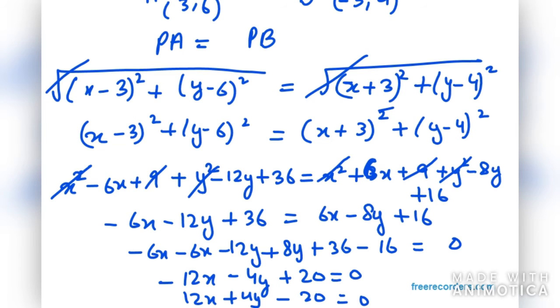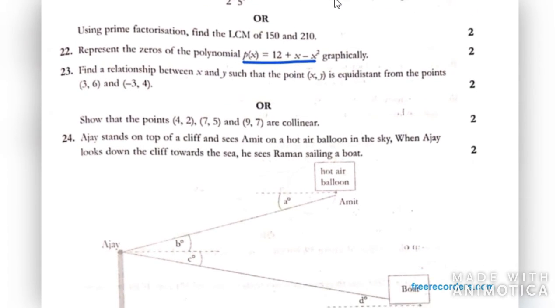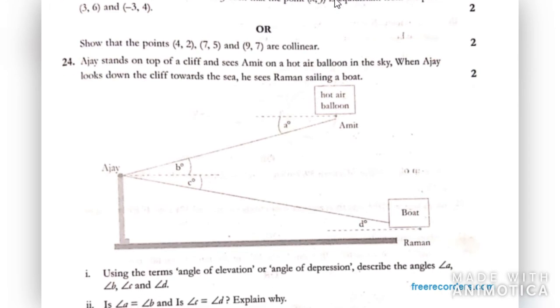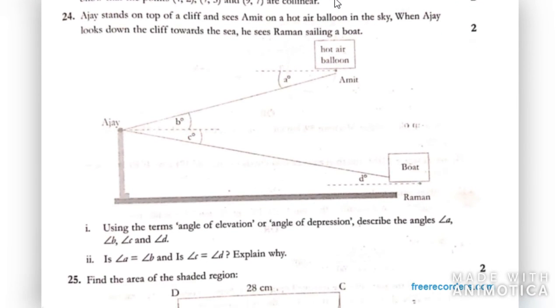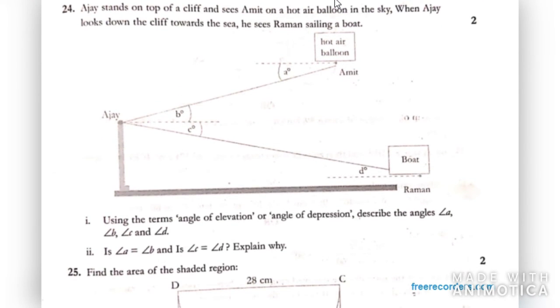Now moving on to the next question. The next question says Ajay stands on top of a cliff and sees Amit on a hot air balloon in the sky. When Ajay looks down the cliff toward the sea, he sees Raman sailing a boat. So this is the position for Ajay, this is the position for Amit, this is the position for Raman. Now here we have the boat, here we have the hot air balloon.